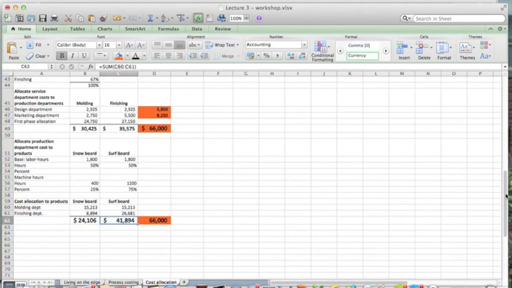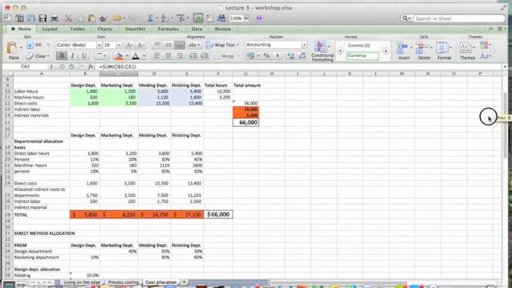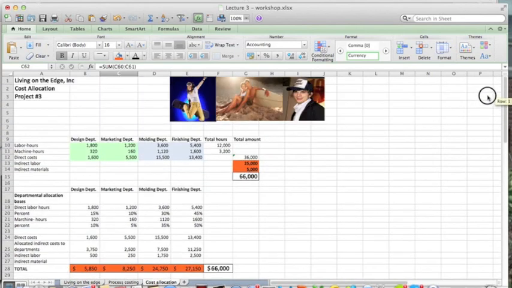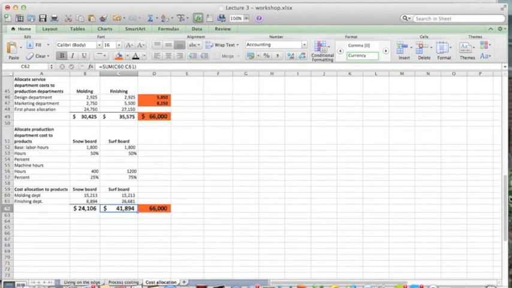So in your homework, when you apply this model to your business, I want you guys to follow this cost, the 66,000, whatever that is in your business, update that, and follow it all the way through from the departments all the way down to the two products.